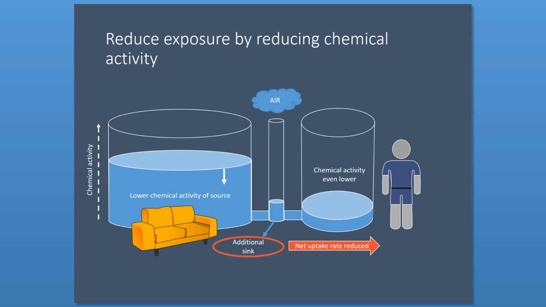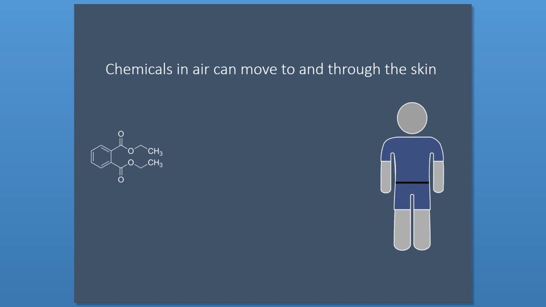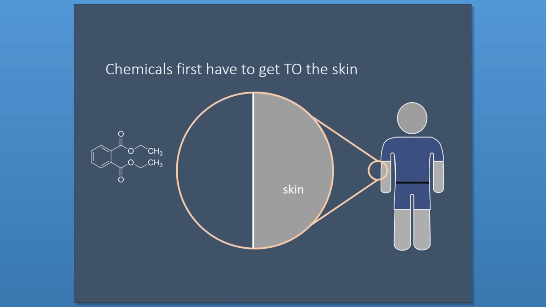Now, I wanted to put it in these terms because I'm going to use this analogy every so often throughout this presentation to give you an idea of what's going on when clothing is involved. So let's talk about dermal uptake from the indoor environment before we talk about clothing. Chemicals in the air can move from the air to us, and some of them can move through our skin. Now, if we take a section of our skin and start looking at it more carefully, the skin actually is kind of a barrier to a lot of chemicals. But there's more to it than just our skin.